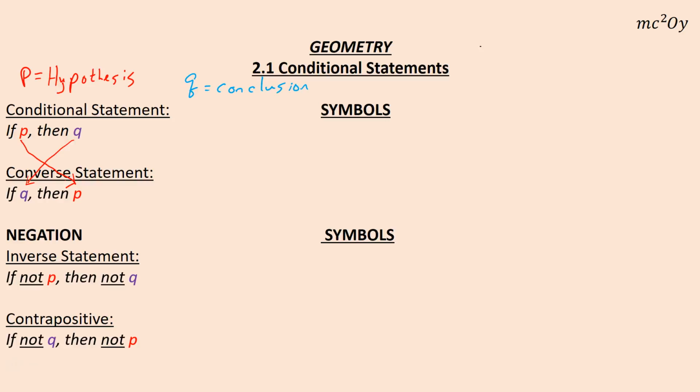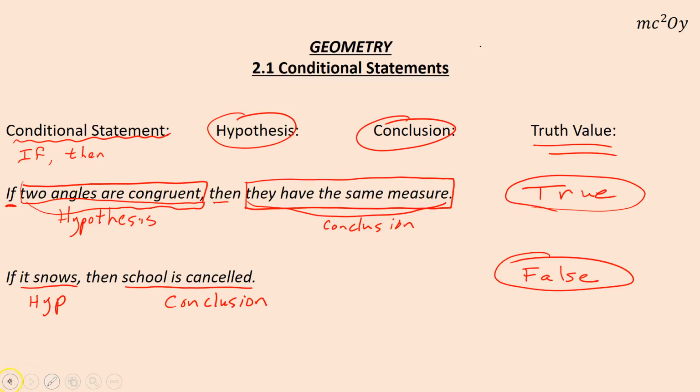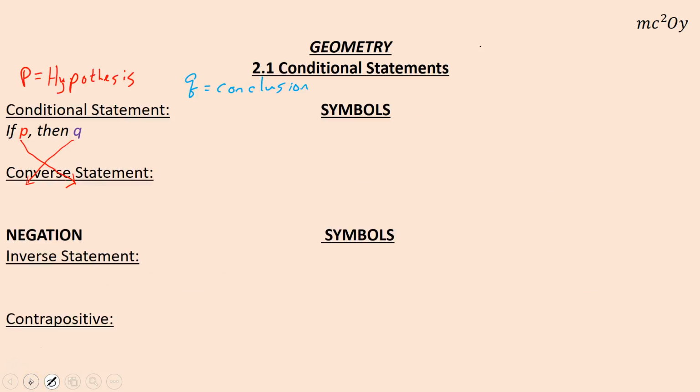And one thing to keep in mind here, let's say if we go back to our if-then statement here. If two angles are congruent, they have the same measure. If we say if two angles are not congruent, then they do not have the same measure. Sometimes they can be true and sometimes they can be false. Okay, and we're going to see that here in a minute. Okay, I'm going to go through and work each of those out.